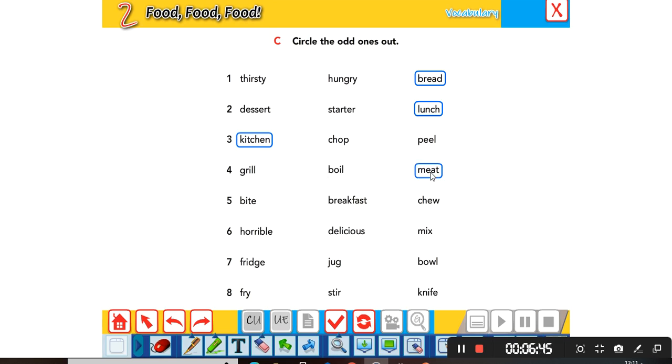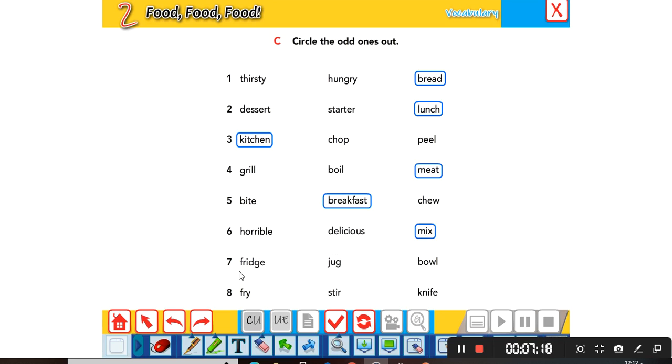Number 5, bite, breakfast, and chew. Bite is a noun. Breakfast also is a noun, while chew is the only verb here. Sorry, breakfast is the only noun. So bite and chew are both verbs. Number 6, horrible, delicious, mix. Horrible is an adjective. Delicious is an adjective that describes the taste of food, and also horrible, while mix is the verb, which means to mix things together.